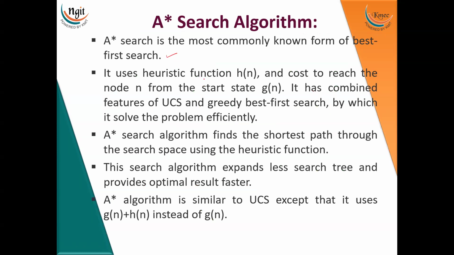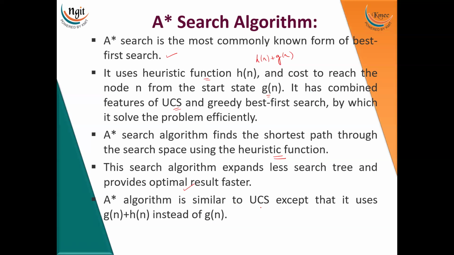We know that it already uses the heuristic function h of n, and the cost to reach node n from the start state, g of n. Not only h of n, along with h of n, it also uses the cost. It has combined features of UCS, that is Uniform Cost Search, and Greedy Best First Search, by which it solves the problem efficiently. The A-star search algorithm finds the shortest path through the search space using this heuristic function. This search algorithm expands less search tree and provides optimal results faster.